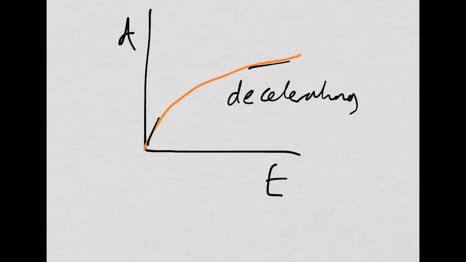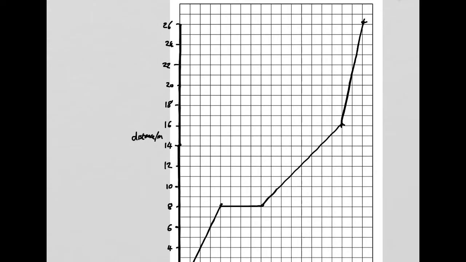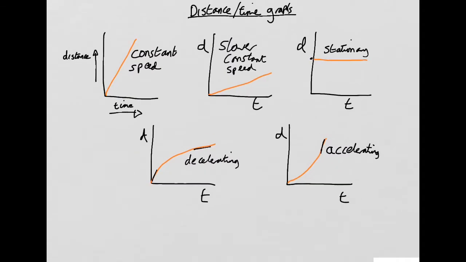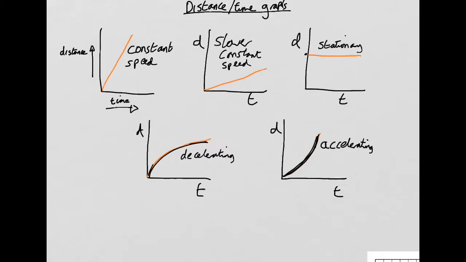Okay, right, let's just go over these. So we've got constant speed if it's a straight line going up, and then a slower constant speed if it's less steep or the gradient is lower. If it's flat, it's stationary, and if it's curving down back to flat again like this, then it's decelerating. If it's curving upwards, then it's accelerating.